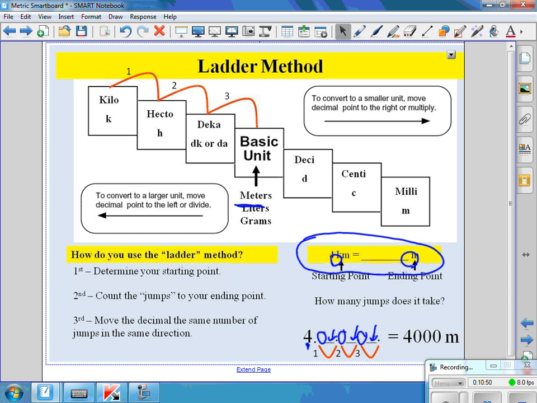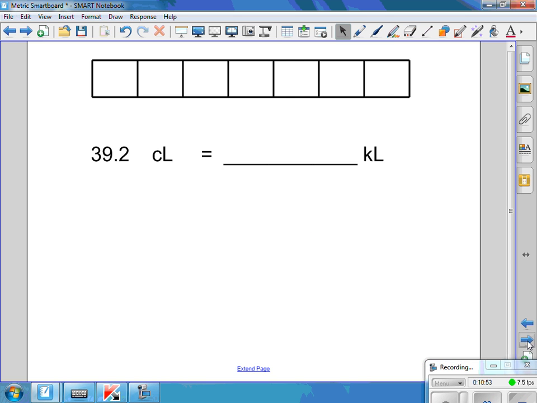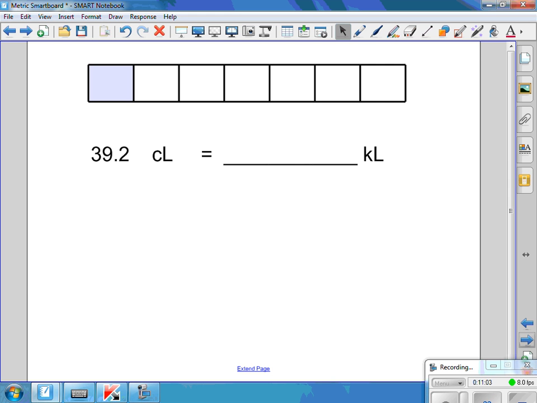Let's try a few of these together. The first thing we need to do is fill in our chart. Remember the sentence: Kangaroos hop down glaciers, ladders, mountains, drinking chocolate milk.